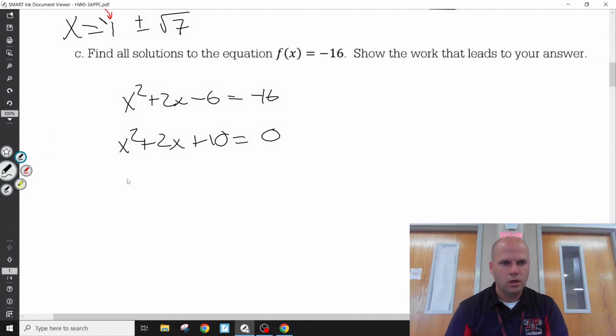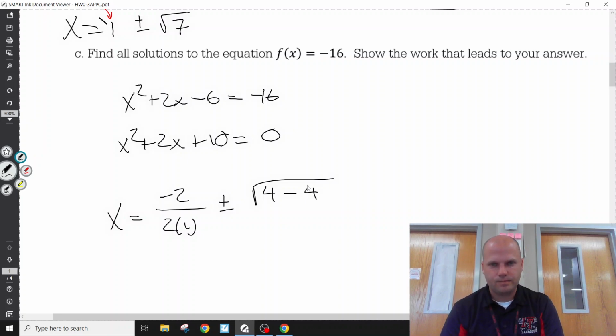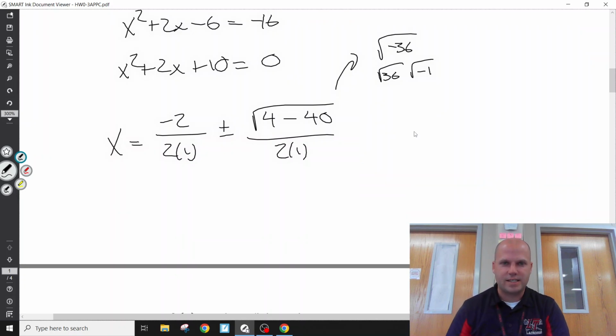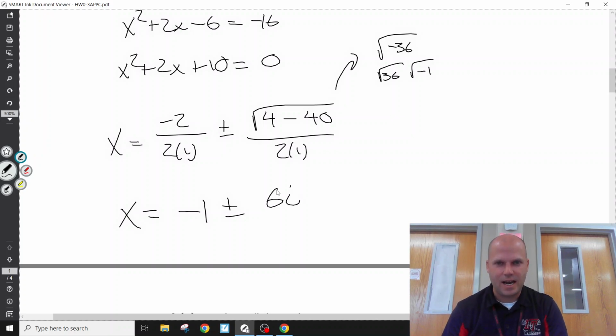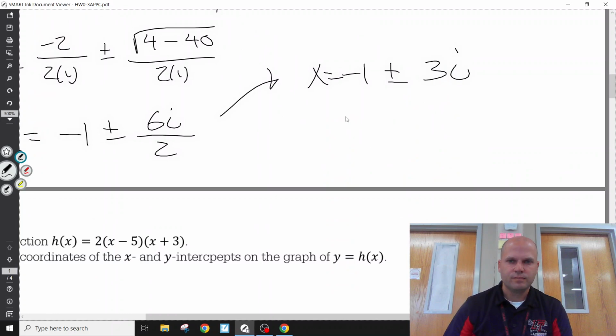They're more theoretical. X equals, let's not make the mistake again, the opposite of B over 2 times A, plus or minus the square root of B squared minus 4 times 1 times 10, all over 2 times A. Square root of negative 36 is 4 minus 40. That's the square root of 36, which is a perfect square, times the square root of negative 1. That is 6i. I get x equals negative 1 plus or minus 6i over 2. Divide the top and bottom by 2. I get x equals negative 1 plus or minus 3i. Okay?